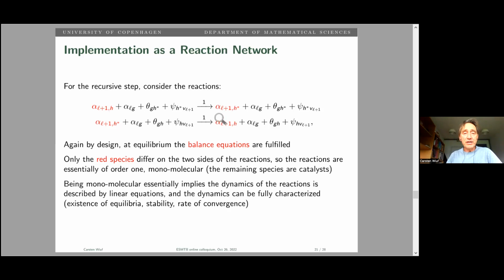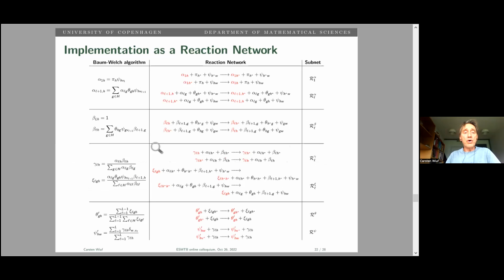And since this essentially is a monomolecular or linear order one reaction network, we have linear equations, and we know everything about convergence and stability of the steady states of such a system. So that is what we can do for the forward algorithm. One can do something similar for the backward and for the E step and for the M step. It all amounts to things where most of it appears as catalysts, so they are unchanged by the reaction. Only the red thing is changed by the reaction.